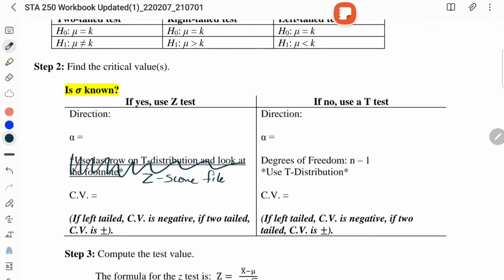If we do not know the population standard deviation, that is a t-test. Direction must be given, alpha must be given, find your degrees of freedom, and use the t-distribution to find the critical value. If it's left-tailed, the critical value is negative. If it's two-tailed, the critical value is both positive and negative.